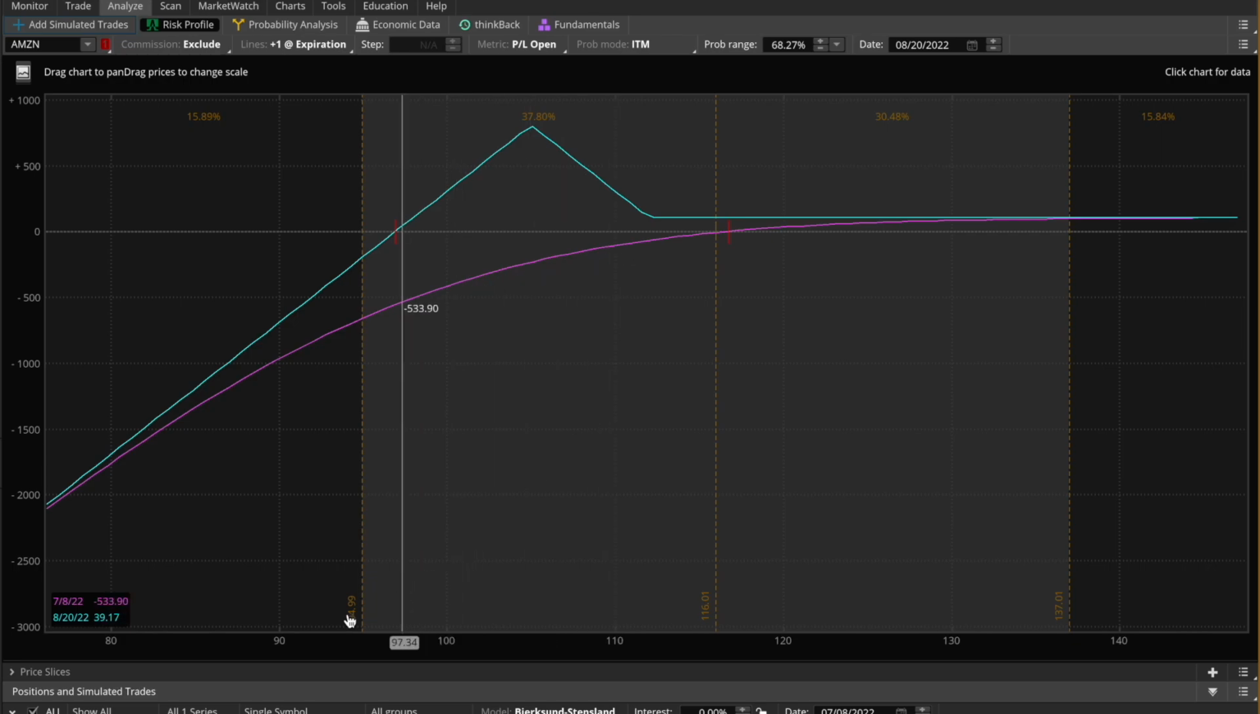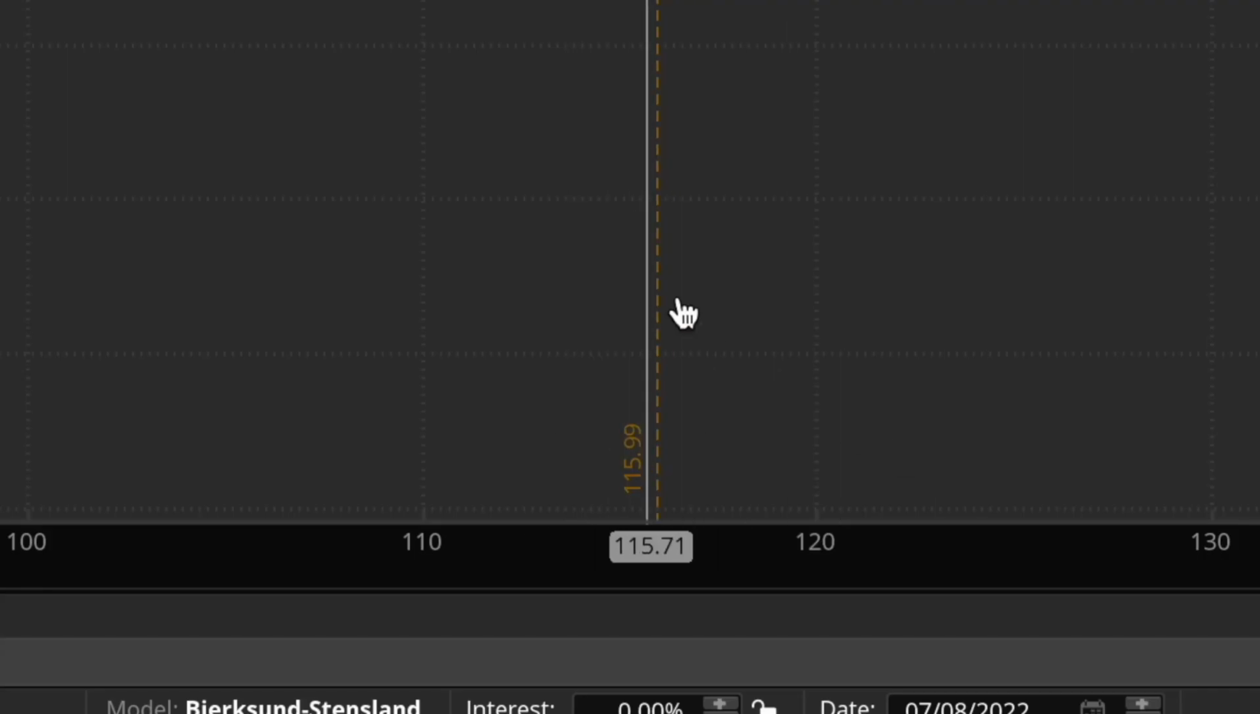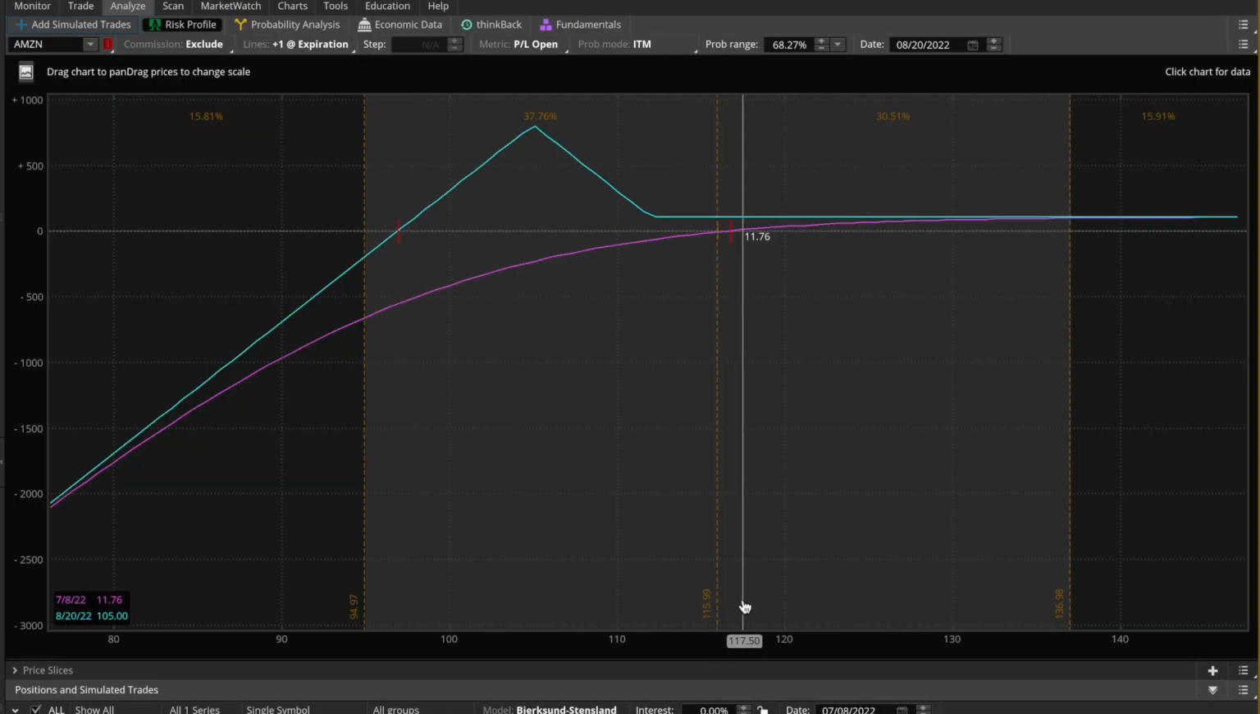As you can see down here with the x-axis, these numbers represent the possible prices for Amazon. Currently you're seeing a possible range of $80 per share all the way up to $140 per share. But the actual price of Amazon today is right here in the middle with this dashed line at right around $116 per share. And finally, the y-axis of this chart will show you your profit or loss by the expiration date on this position based on a given price for Amazon.